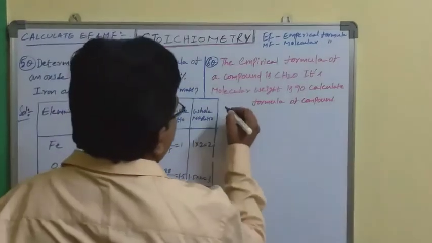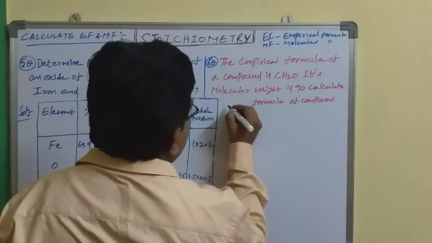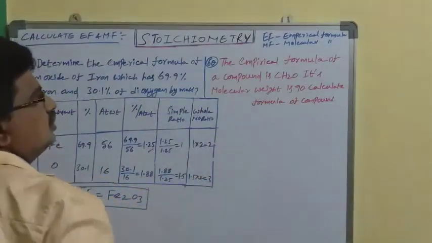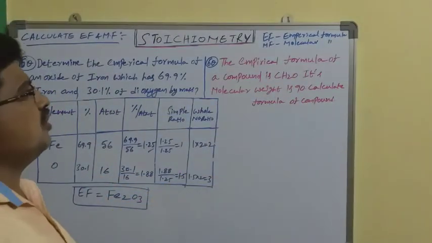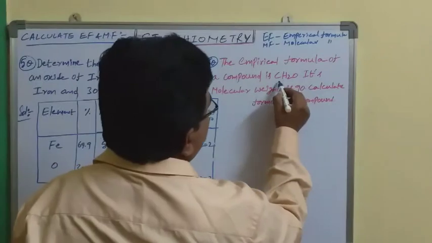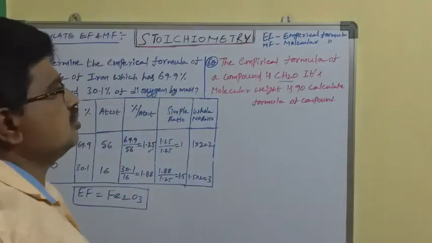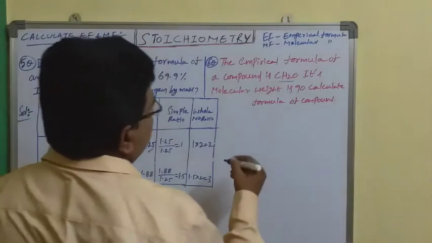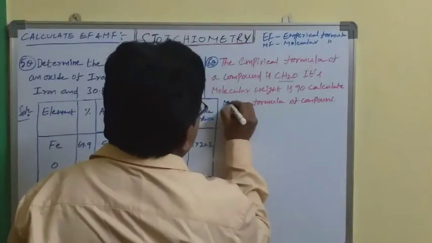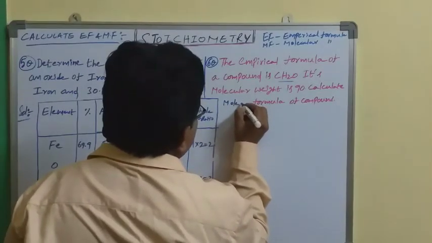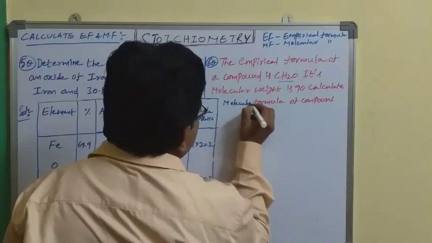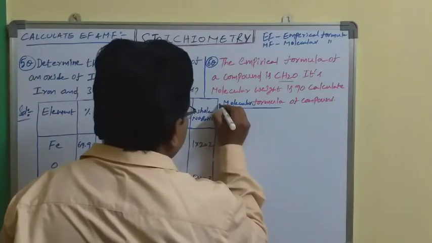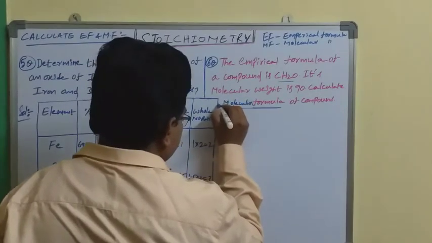So this problem I have calculated; now the sixth question. The empirical formula of the compound is already given, CH2O. Its molecular weight is 90. Calculate the molecular formula of the compound. This is easy.